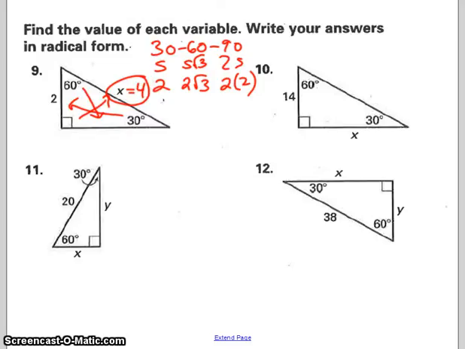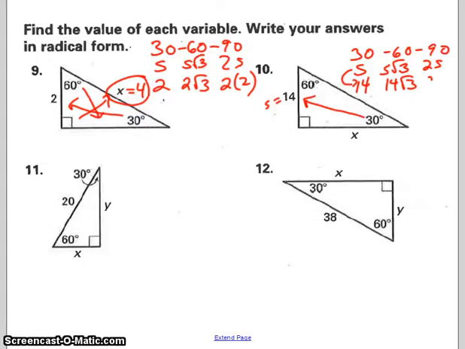Same thing here, 30-60-90. Here are our ratios. Across from the 30 is 14, so s equals 14. So we plug in s for across from the 60 and get 14 square root 3, and across from the 90 is 28. We don't have to solve that. We know that x equals 14 square root 3 because it's across from the 60-degree angle.